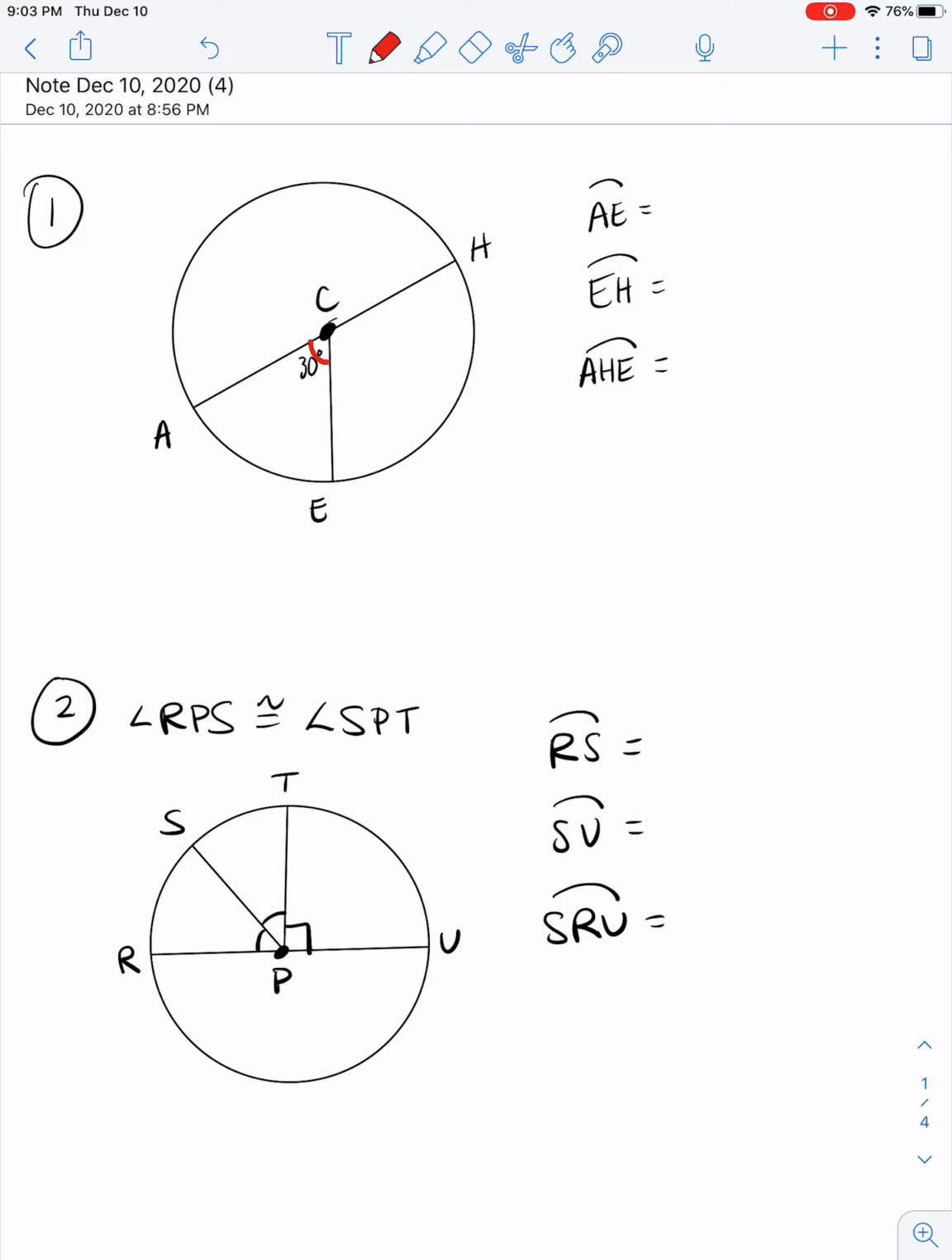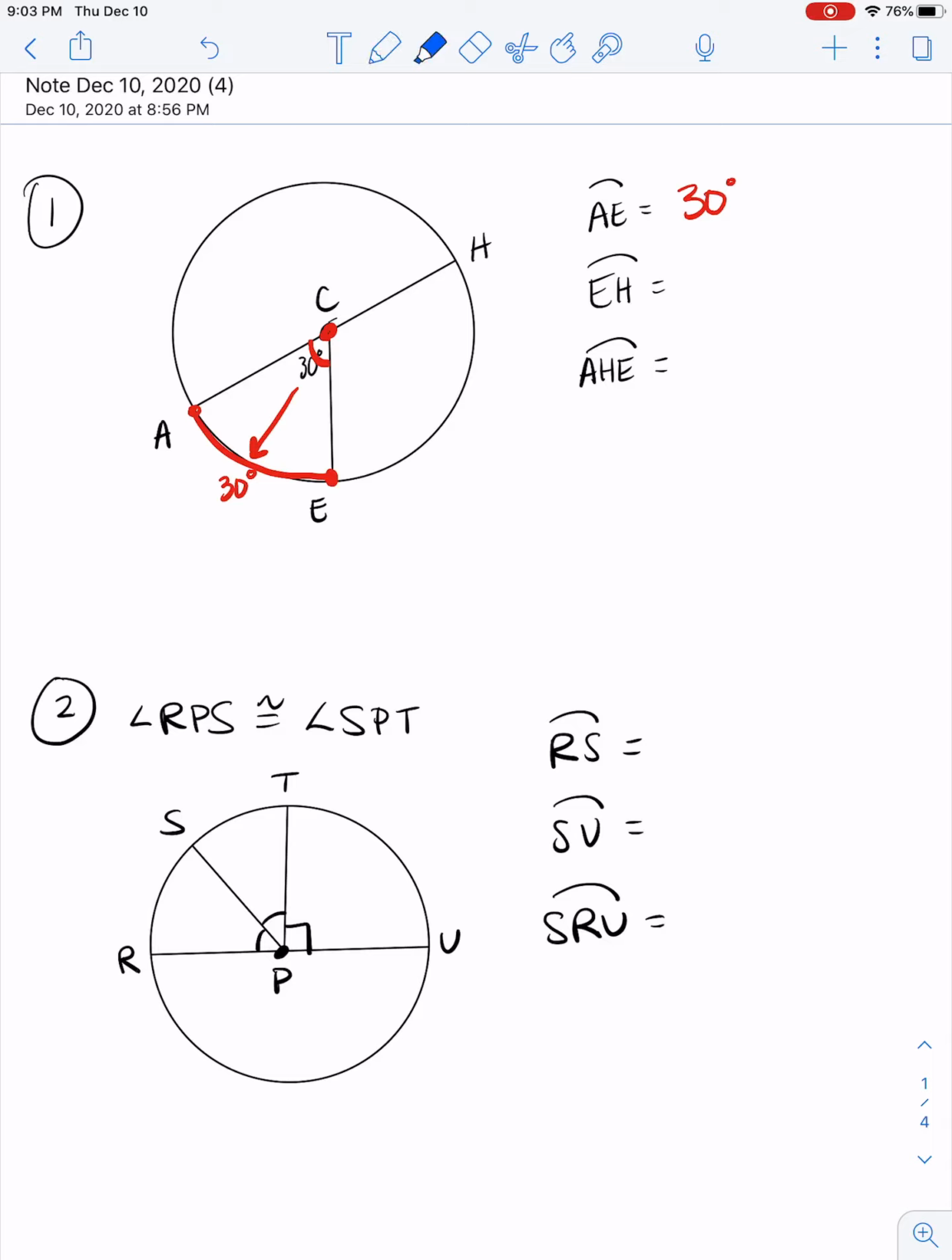Because that's a central angle, the vertex of the angle is on the center of the circle right here, then if this angle measures 30 degrees, then this arc is also 30 degrees. So from here on the outside of the circle all the way to there, AE is 30 degrees, okay? So AE is 30 degrees.